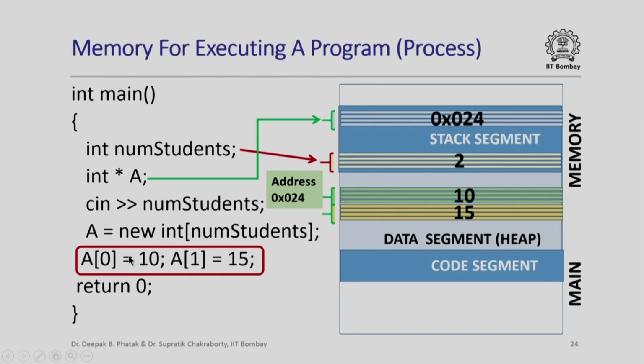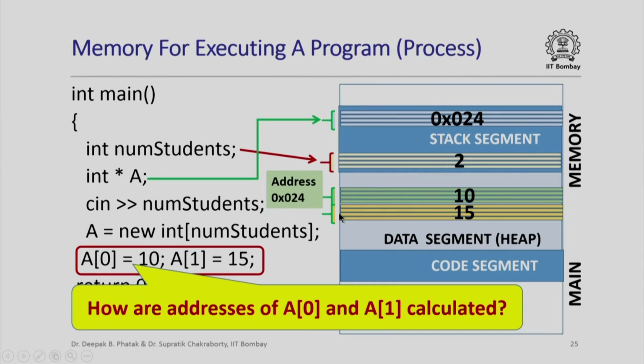Now, after this, if I say store 10 in the 0th element of A and store 15 in the first element of A, I expect 10 and 15 to be stored in these 2 integers, space for which has been reserved in the data segment or the heap. Well, but how are the addresses of A[0] and A[1] calculated? Here I only got the address of the starting byte of these 2 consecutive integers stored in the heap segment.